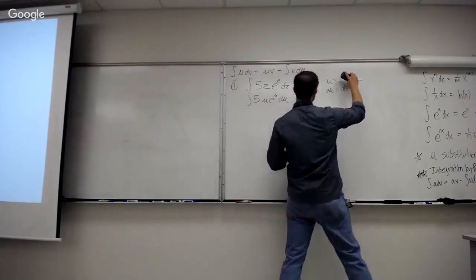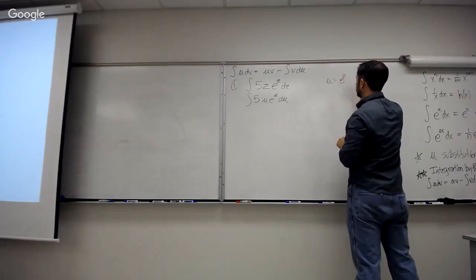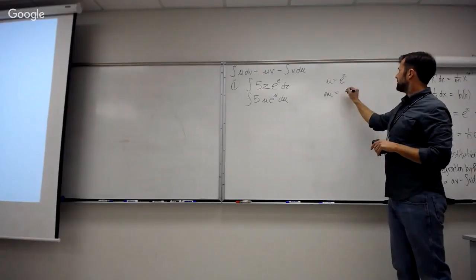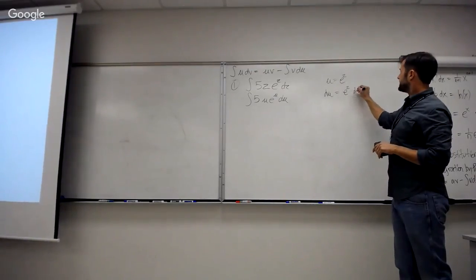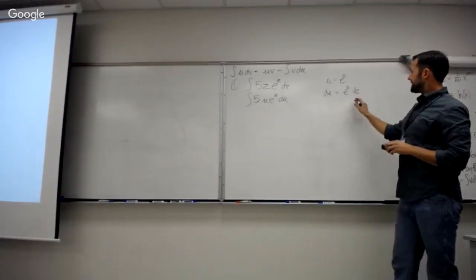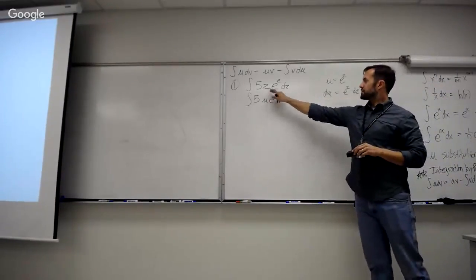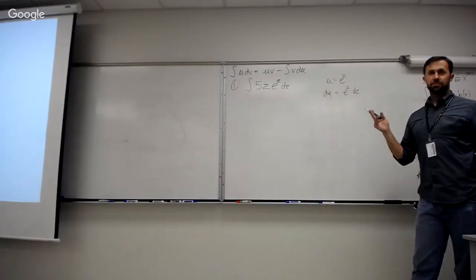You might say you chose the wrong thing for u. Maybe what you should try is e to the z is u. Well, if that's the case, then du is also e to the z dz. Boy, that's messy. And so that didn't really help us substitute in. We don't have anything to replace the z. So u substitution didn't work for this.